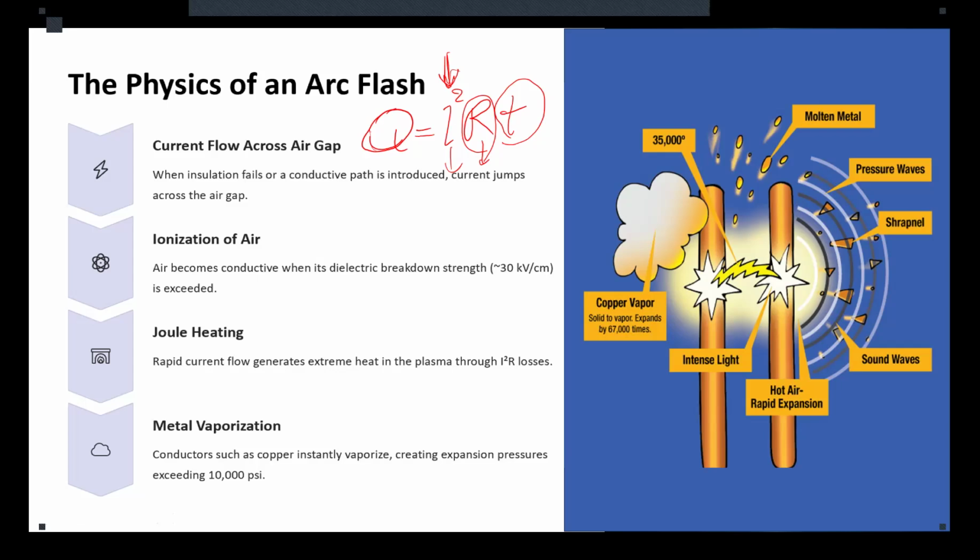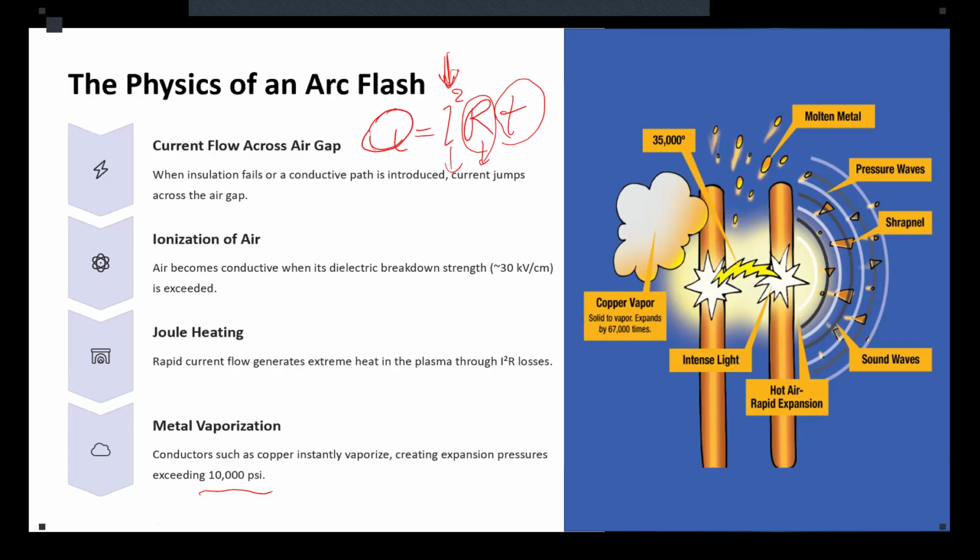It's also what causes the PPE to ignite if it's not properly arc rated. Now, conductors like copper instantly vaporize in such a condition. So it creates, as we said, an expansion pressure that could exceed 10,000 psi. Okay, it is very high pressure.